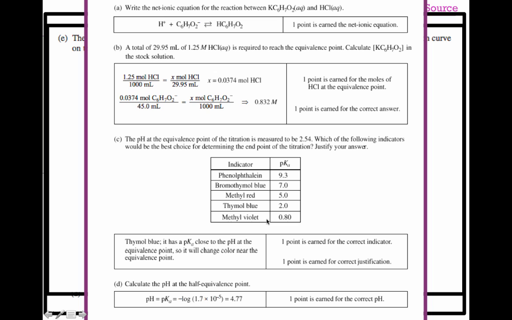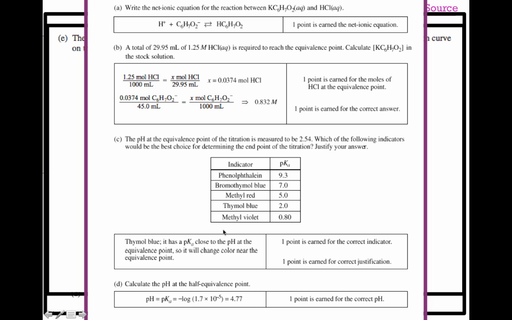In part C, because your titration results in a pretty low pH at the equivalence point, you probably won't use phenolphthalein, even though a lot of times that's what we do use. We want to find where pH equals pKa for the equivalence point. And so this thymol blue has the pKa closest to the pH. And so it's actually 2 points. One for whatever you're going to use for your indicator, one for your justification. And your justification can be as simple as the pKa is closest to the pH.